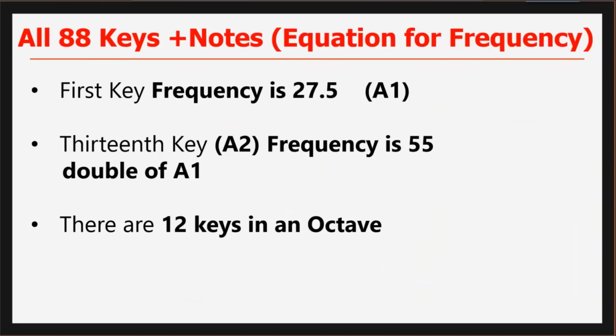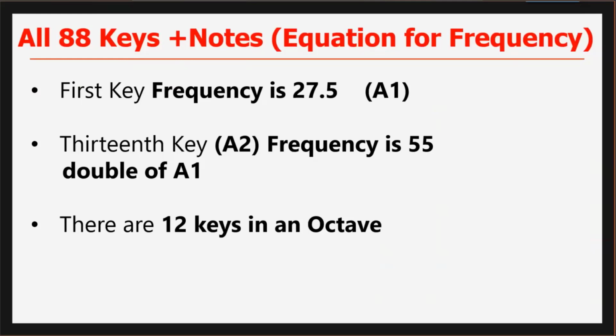So now we want to model all the 88 keys together. So the first key we said has a frequency of 27.5, and we refer to that as A1. And then the 13th key has a frequency of double of A1, which is 55. And we just mentioned there are 7 white keys and 5 black keys in an octave. Altogether, there are 12 keys.